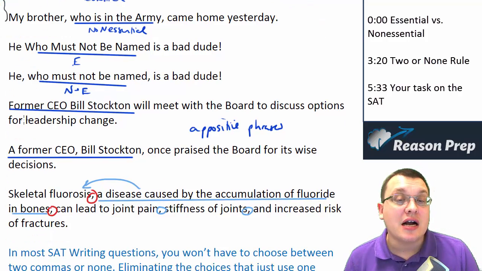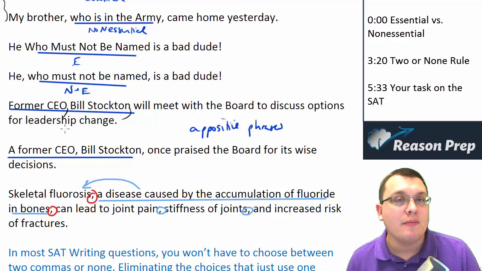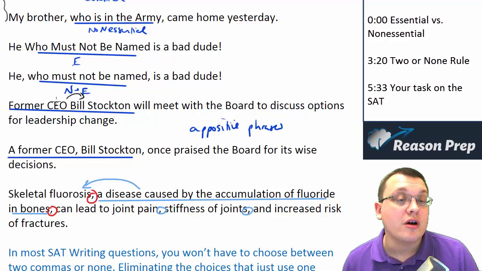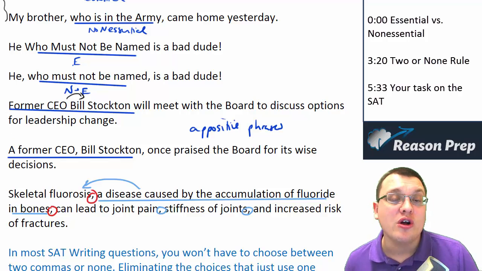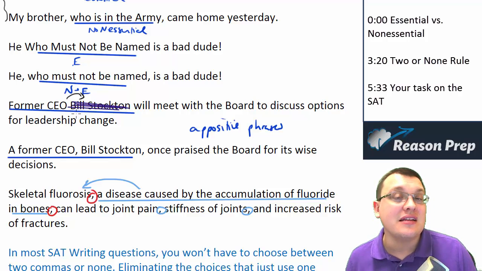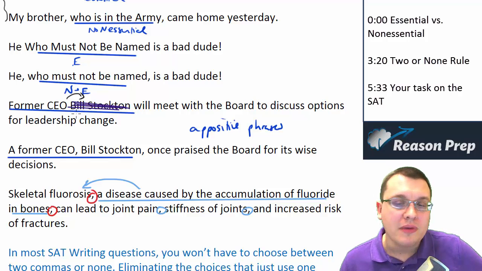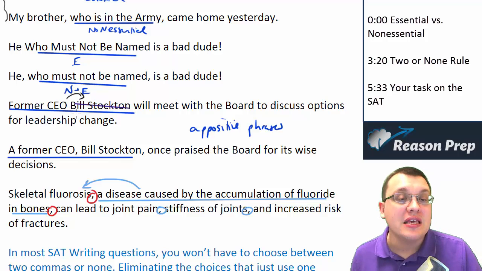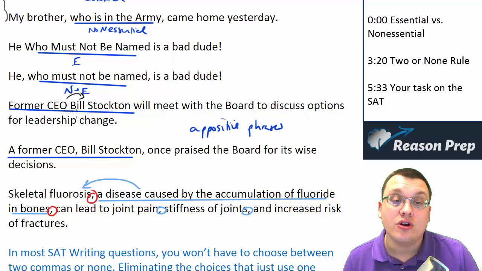How about these two? Former CEO Bill Stockton will meet with the board to discuss options. So you could have done former CEO, Bill Stockton, but here it's important to specify which former CEO we're talking about. We're talking about former CEO Bill Stockton. It's almost like this is his title. We don't want to separate his title from the sentence. Here, if you removed Bill Stockton from the sentence, you would get a sentence that doesn't make sense at all. Former CEO will meet with the board to discuss options. That doesn't make sense. It should be former CEO Bill Stockton, and therefore it's essential. Therefore, we need to have no commas.